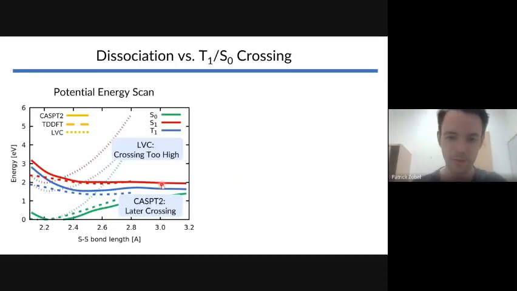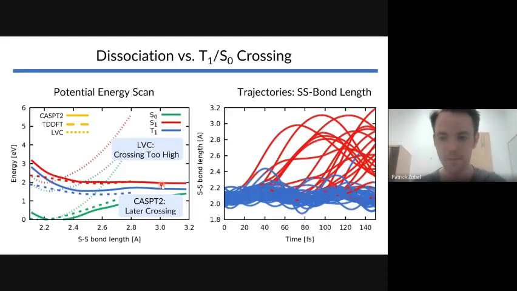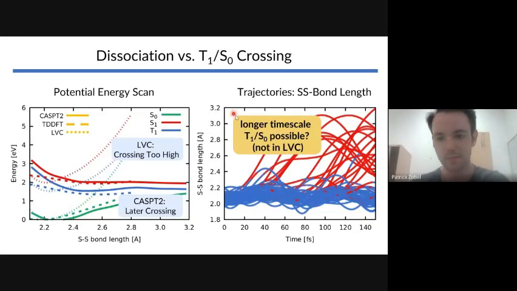So right now we're trying to see this. We have some trajectories that we propagated further, but we're only at 150 femtoseconds so far. But maybe we'll see them if we find a promising trajectory. Basically, for this you now really need to do this with TDDFT, because in LVC the potentials are completely wrong at this point. So you cannot see any T1 S0 crossing in this process.